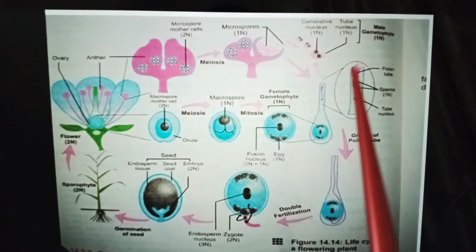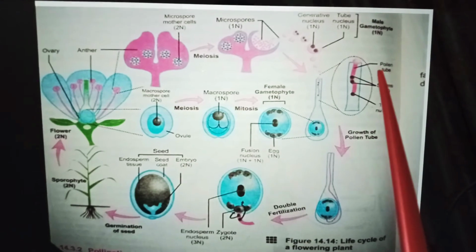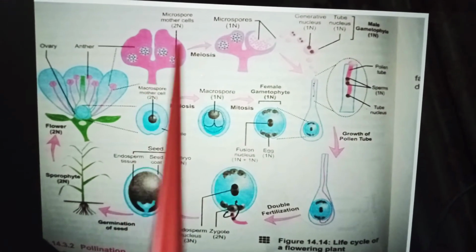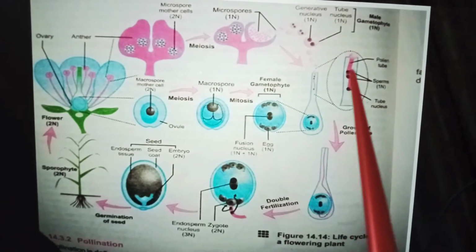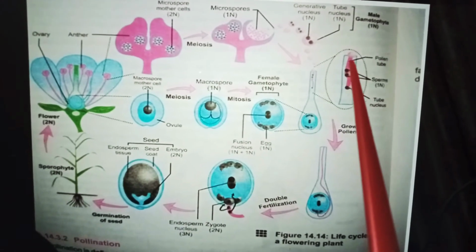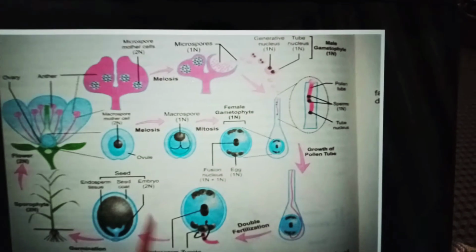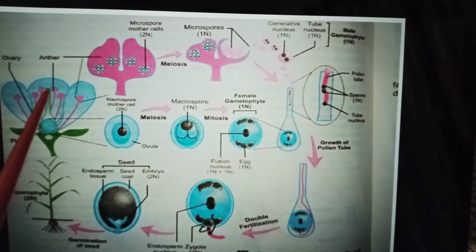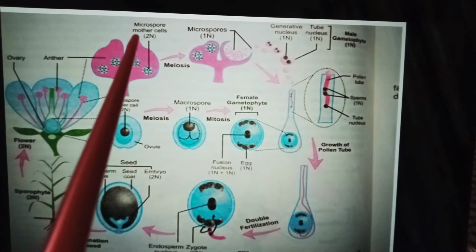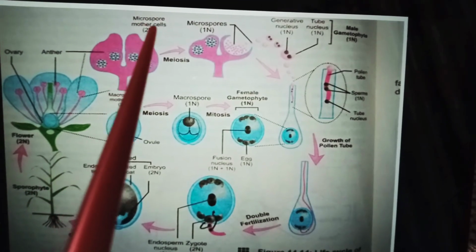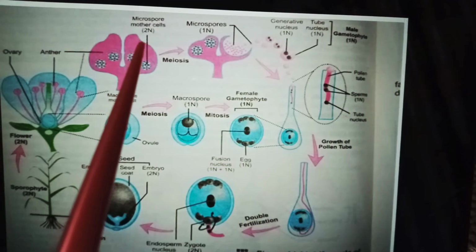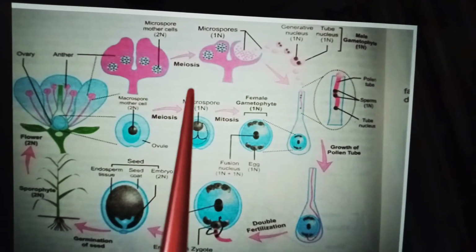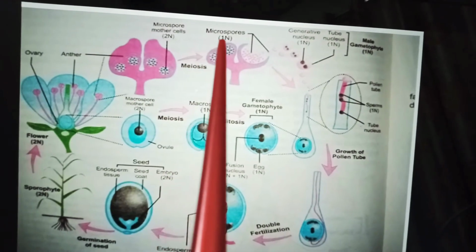So here is a pollen tube that forms when pollen grains land on the stigma of the ovary. Here is ovary, here is anther. So microspore mother cells have diploid cells. Then there would be meiosis in microspores.